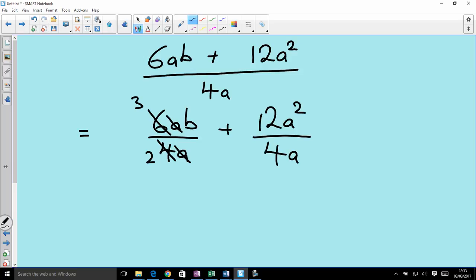On the right hand side, 12a squared over 4a. 12 and 4 can both be divided by 4. We get 1 on the bottom and 3 on the top. A squared and a can both be divided by a. A divided by a is 1, and a squared divided by a is just a.